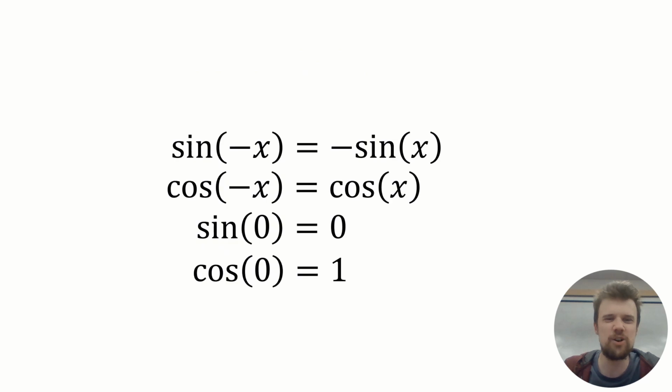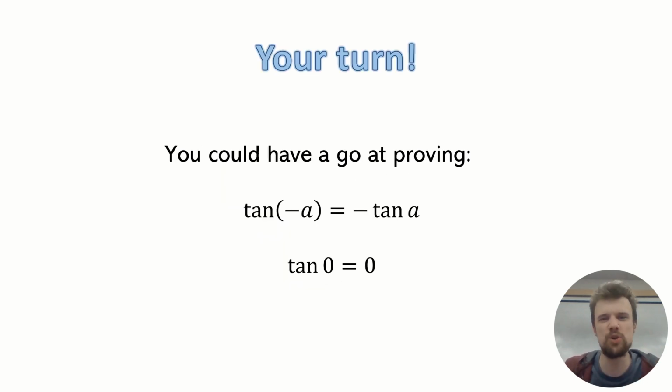Amazing. There you go. So we have proven sine of minus x is equal to minus sine of x, cos of minus x is equal to cos of x, and sine of 0 is equal to 0, and cos of 0 is equal to 1. Wow, 4 properties, 1 video. I hope you enjoyed that.